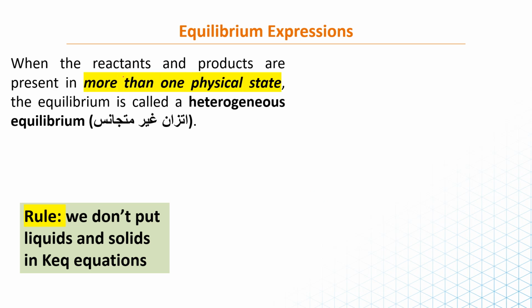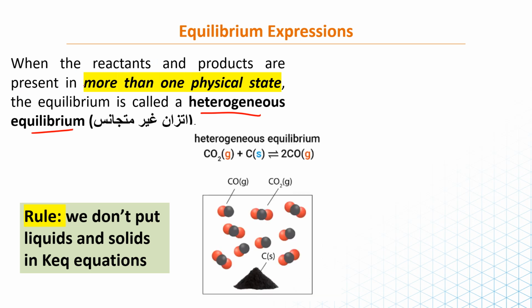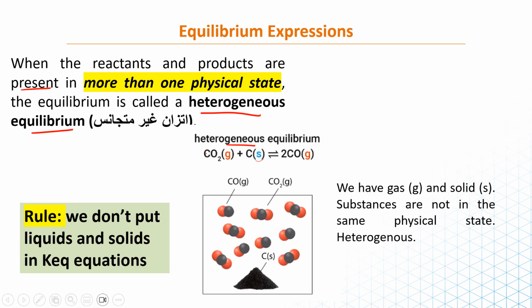Okay? Now, the opposite of that is heterogeneous equilibrium. اتزان غير متجانس. When does that happen? When the reactants and the products are present in more than one physical state. يعني مش كلهم عندهم نفس الحالة. في حالتين أو أكثر. Okay? Gas, solid, gas. So you have different physical states. So this is heterogeneous لأن واحدة منهم مختلفة عن الباقي. Okay? So we have gas and solid. So the physical states are heterogeneous, guys. Because we have solid here and we have gas in the other side.